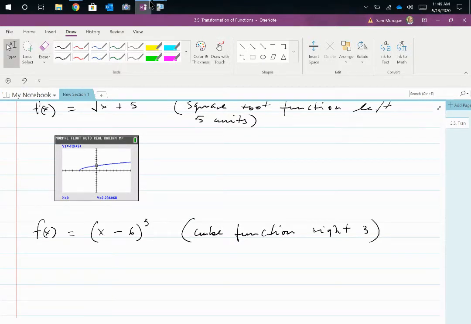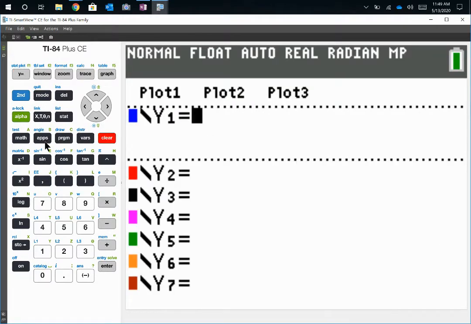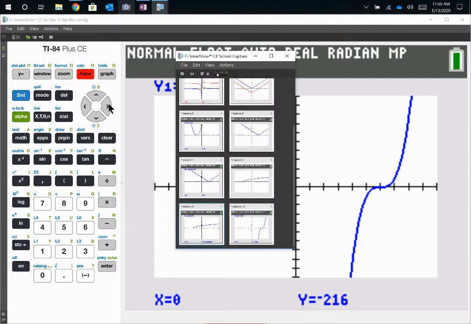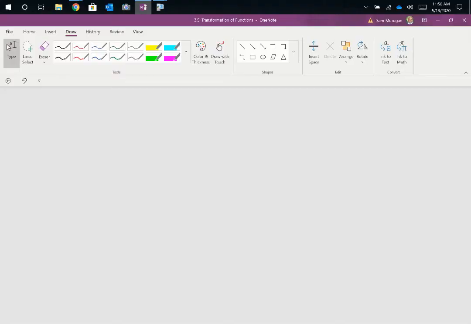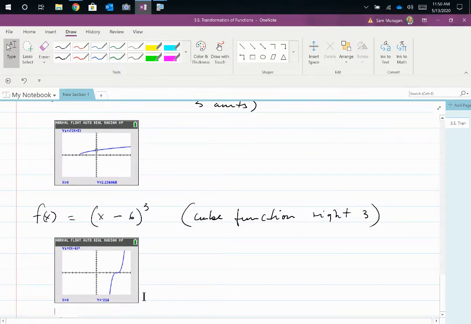So, calculator, open parenthesis, x minus, what did we say, right 6 units, to the power 3. And here we have our cube function shifted right 6 units. I know you guys saw that mistake, right? This should be right 6 units, not 3 units.